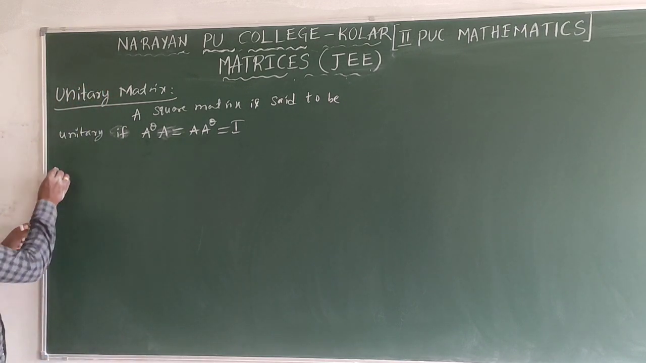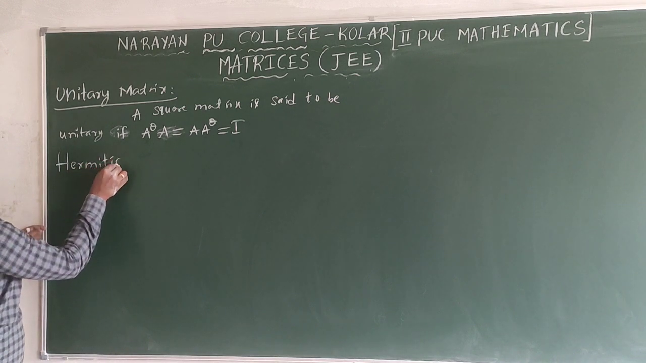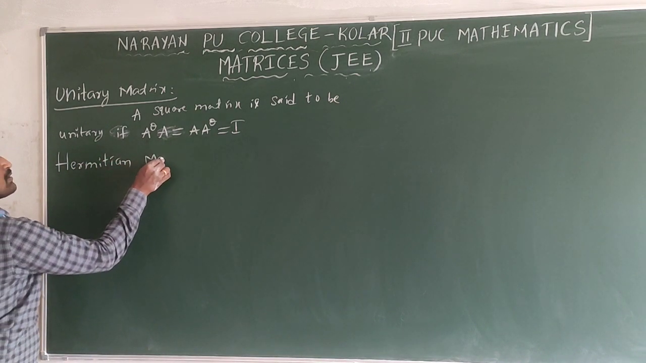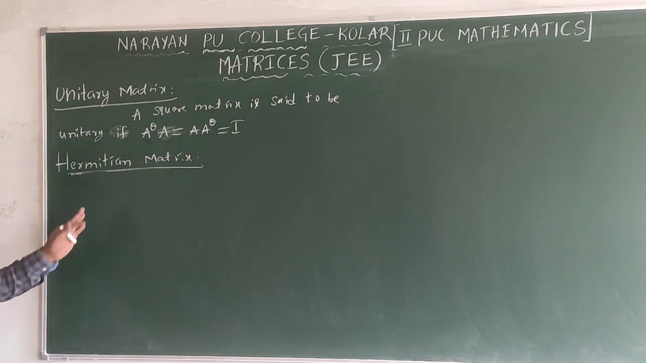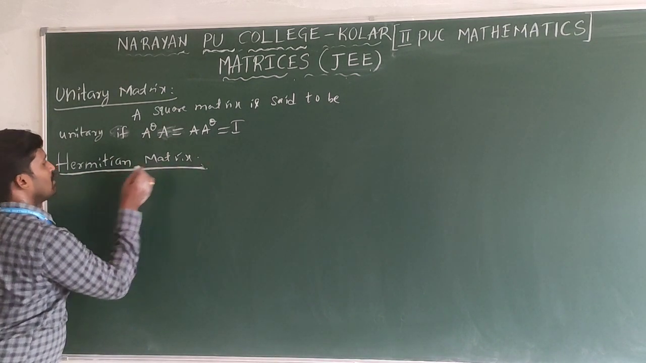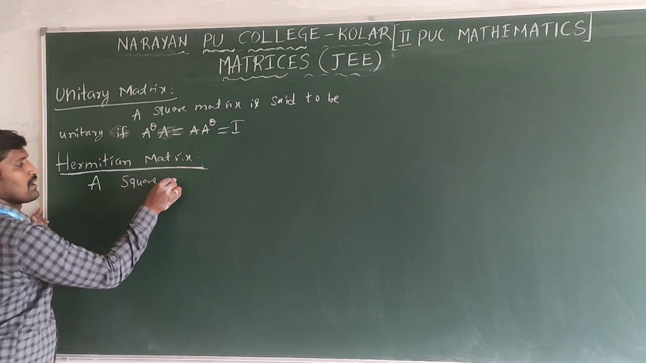Next, Hermitian matrix. This is all related to complex number matrices only: conjugate matrix, transpose of that matrix. Hermitian matrix, a square matrix.